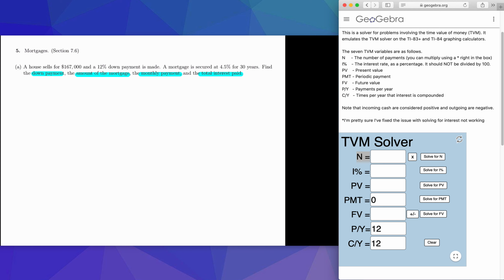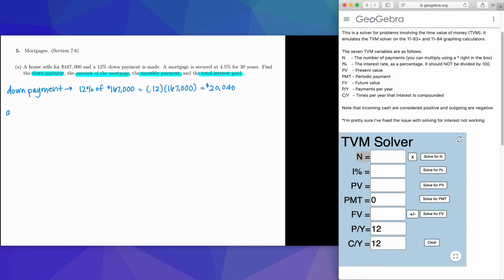So let's start with the down payment. That should be familiar to us from previous sections. For the down payment, we're told that they're putting 12% down. So we know it's 12% of the purchase price of $167,000. If we need a percentage of something, we multiply the decimal version times 167,000, so 0.12 times 167,000. When we do that, we get a value of $20,040. So our down payment is $20,040.